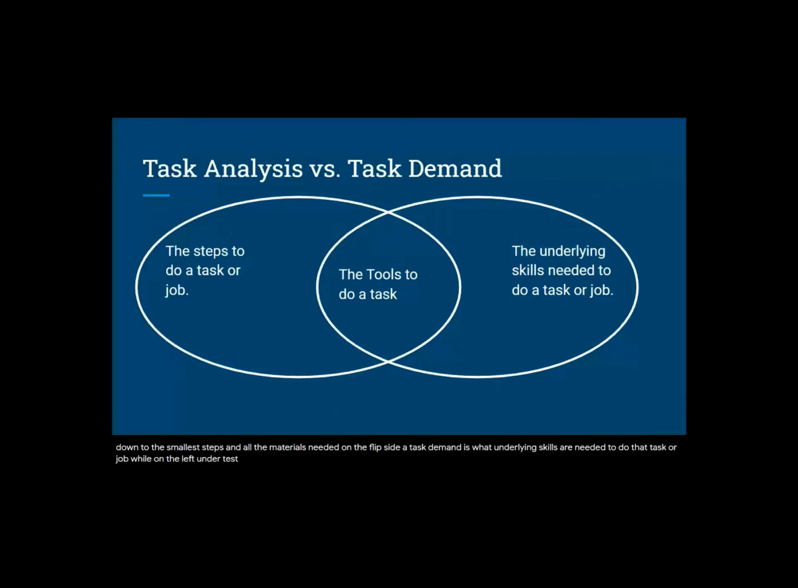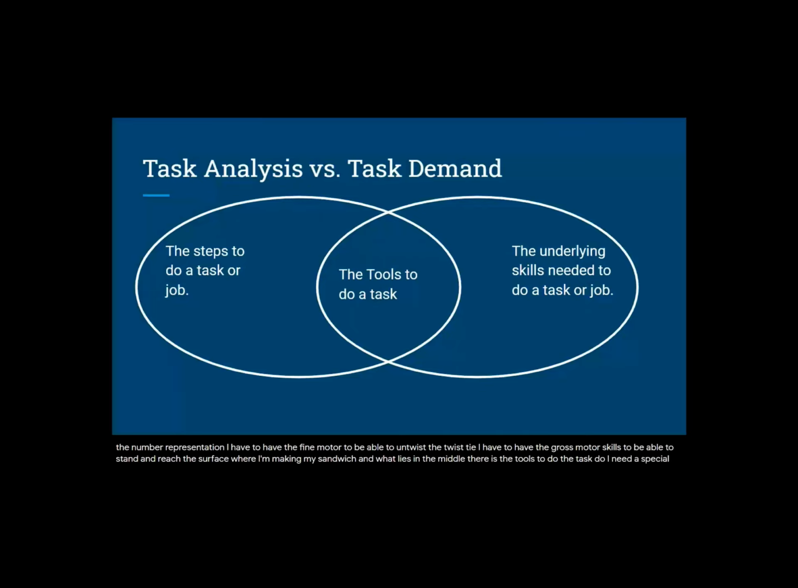While on the left, under task analysis, I might be talking about opening the bag of bread, pulling out a couple slices of bread. On the task demand side, I might be thinking, okay, so I have to know how to sequence. So I have to have some cognitive awareness of sequencing, of number representation. I have to have the fine motor to be able to untwist the twist tie. I have to have the gross motor skills to be able to stand and reach the surface where I'm making my sandwich. And what lies in the middle there is the tools to do the task.